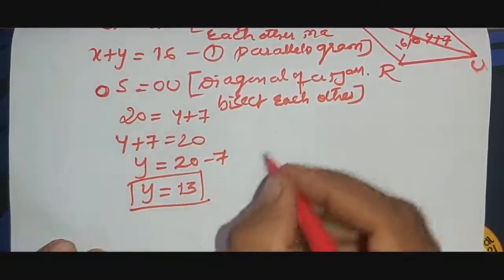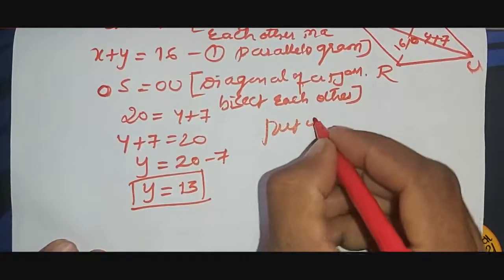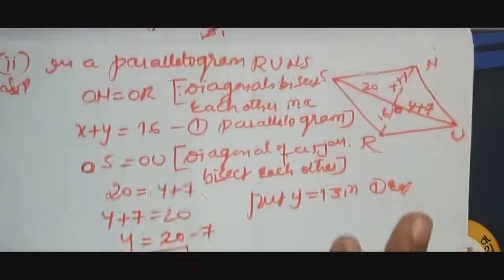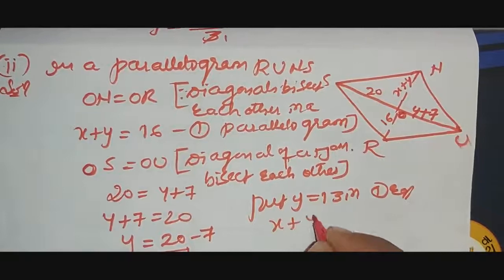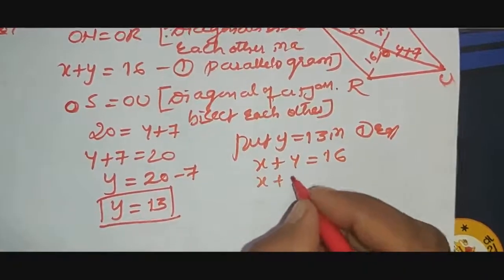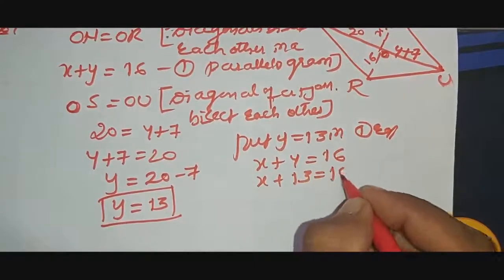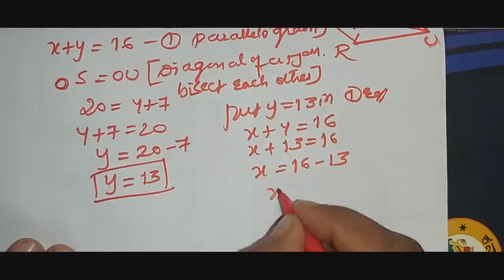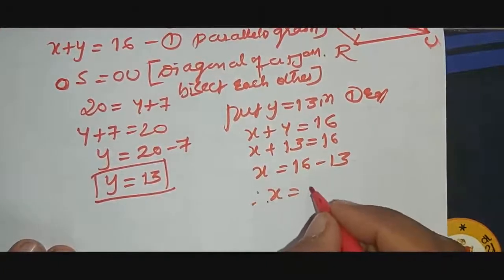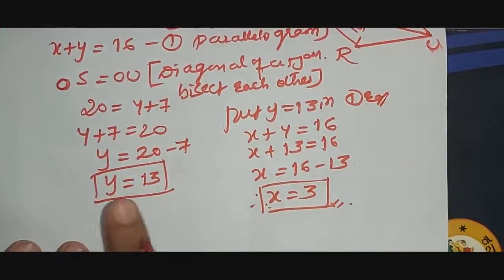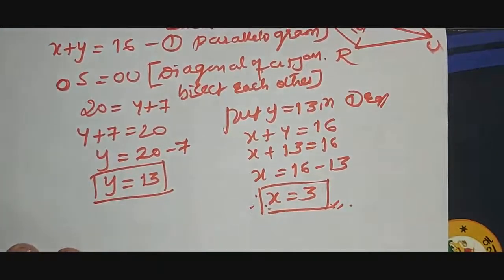Put y is equal to 13 in equation 1. x plus y is equal to 16, so x plus 13 is equal to 16. x is equal to 16 minus 13. Therefore, the value of x is equal to 3. This is the right answer: x is equal to 3 and y is equal to 13.